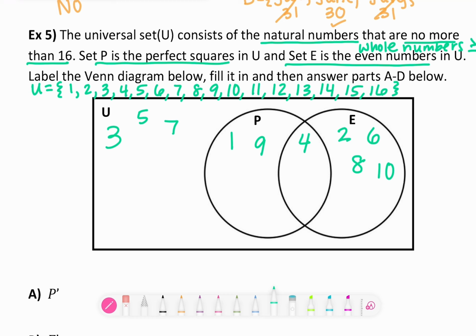11 is not either one. It's not a perfect square, nor is it even, so I'll put it out here in the box, not in the circles. 12 is even, but not a perfect square. 13 is not even or a perfect square. 14 is not a perfect square, but it is even.